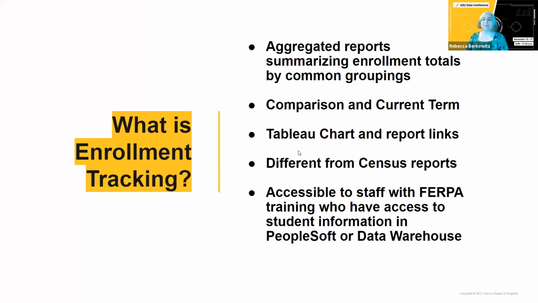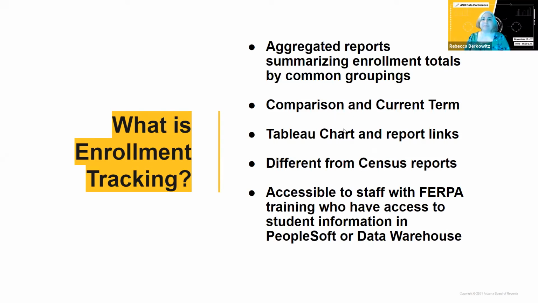Okay, what is enrollment tracking? Enrollment tracking is a series of aggregated reports that summarize enrollment totals by common groupings. We've got comparison reports and reports for just the current term. There is a Tableau chart, and there are also links to the various reports. I did want to note that the enrollment tracking reports are different from census reports. If you're interested in census data, you'll want to refer to the Institutional Analysis Reporting Student Data Group on Analytics.